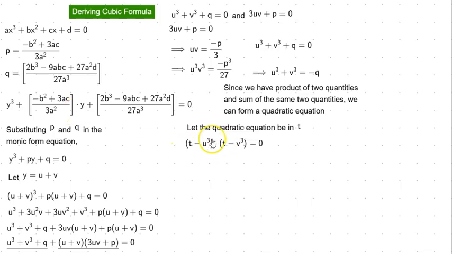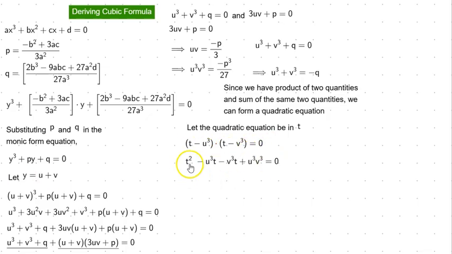Then we have t minus u cube times t minus v cube. Why? Because since we have the product of two quantities and the sum of the same two quantities, we can form a quadratic equation whose roots will be u cube and v cube. So that is how, and since they are the roots, t minus u cube and t minus v cube are going to be the factors. So that is how this quadratic equation comes up.